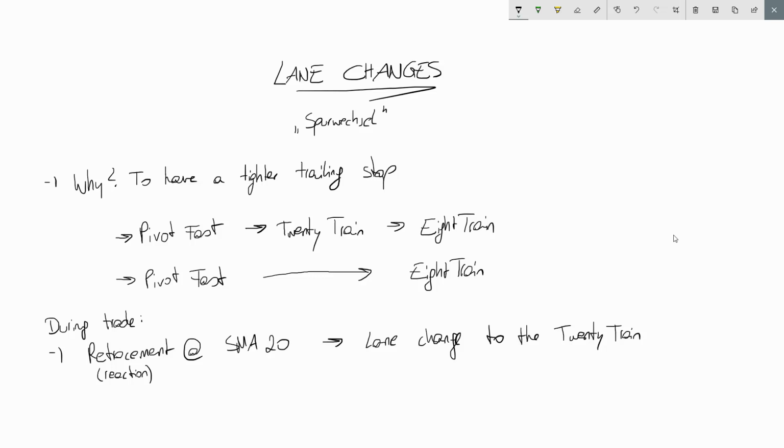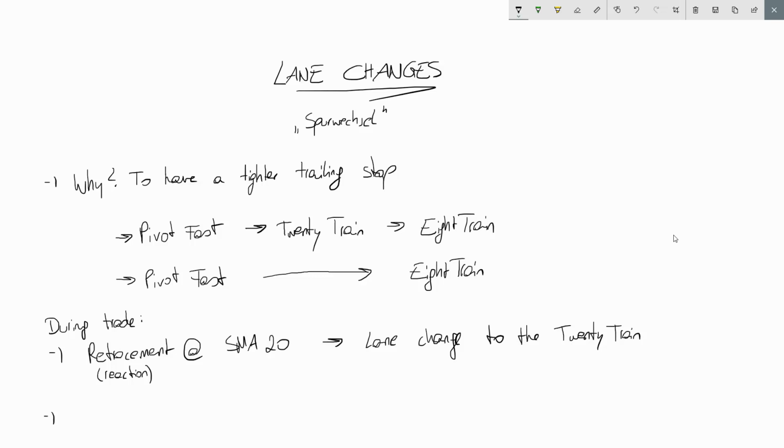So that means we, for example, have a long, I will draw a picture in a second. If you have a long stairway trade, the market is moving in our direction, then we see some reaction at the SMA 20, the market is still moving up, then we can change to the SMA 20 as our new trailing stop.